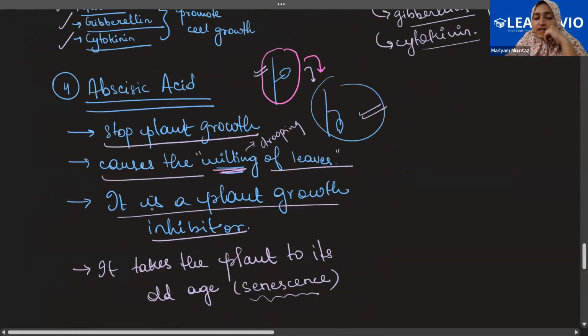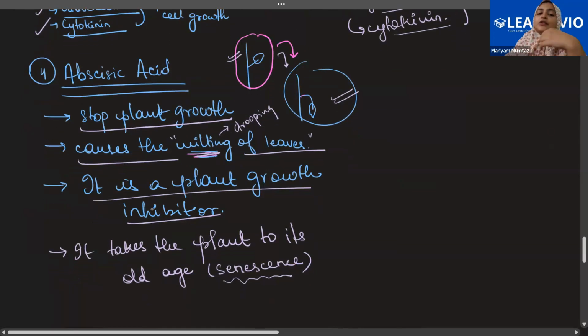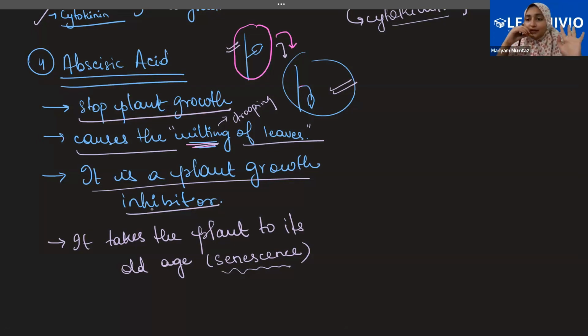Now, actually, in your syllabus, there are only four hormones that you have to study. Okay, so abscisic acid. These hormones will do everything opposite to what the other three hormones were doing, right? It will stop the growth of the plant. It would cause the plant to grow old, meaning it will take the plant to its senescence, meaning old age.